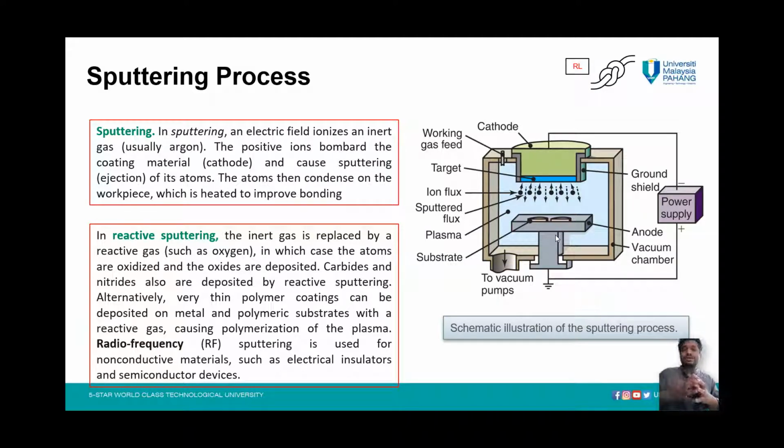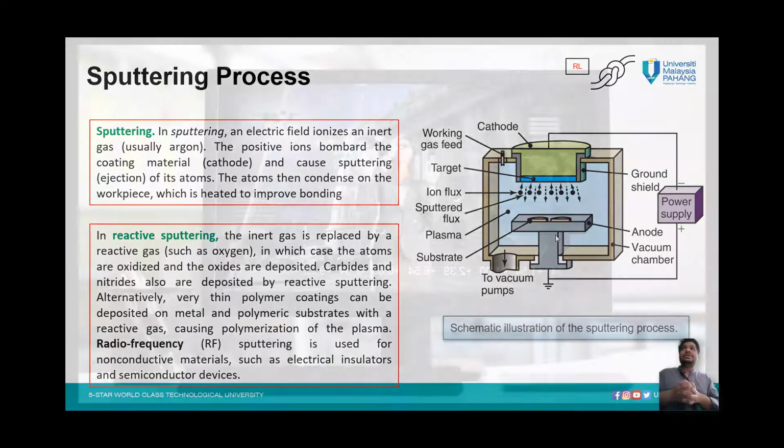We can also alternatively deposit a very thin polymer coating on metals and polymer substrates with a reactive gas, causing polymerization of plasma. Radio frequency sputtering is another technique, which is used for non-conductive materials such as electrical insulators and semiconductor devices.